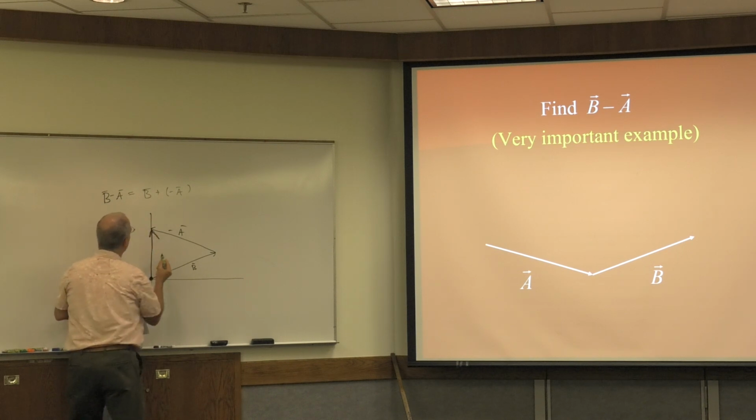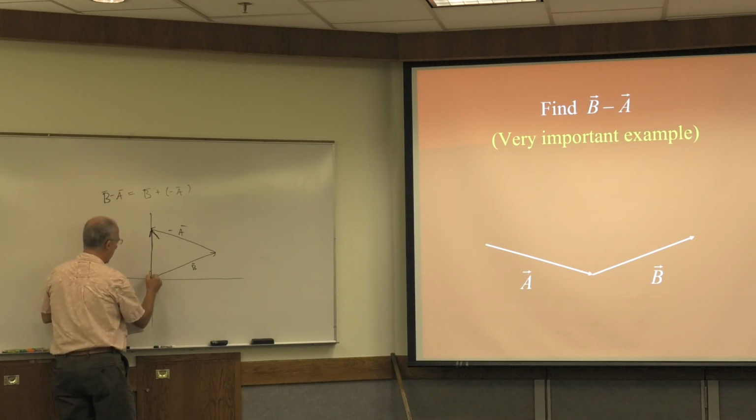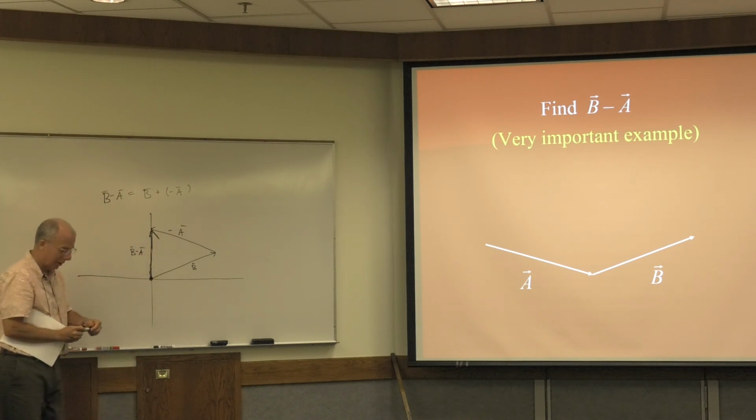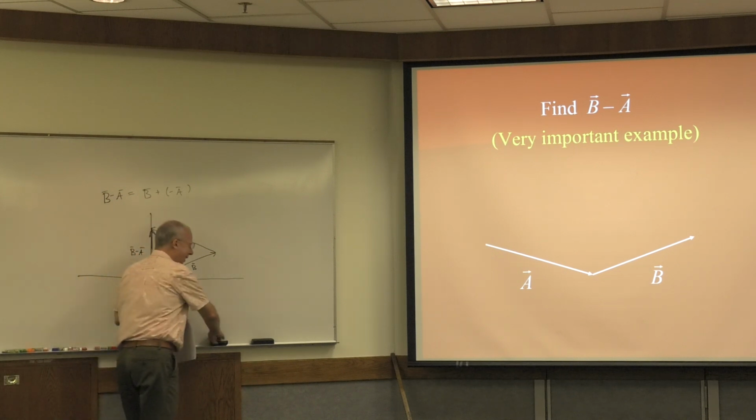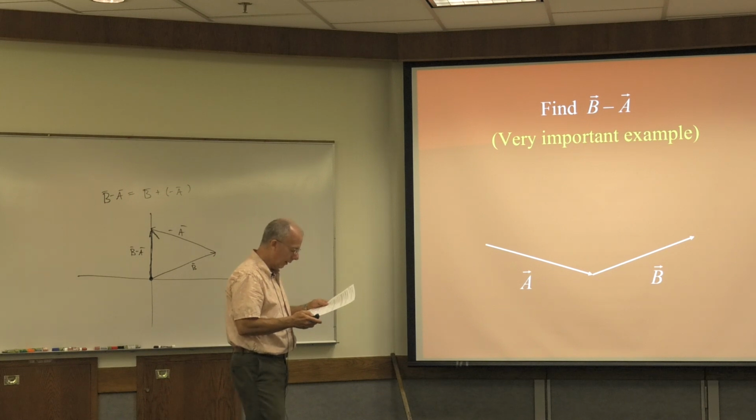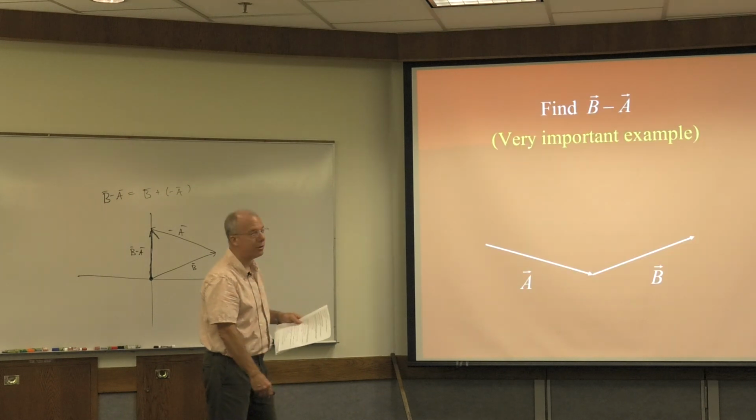And there you go. So this vector right here is b minus a. We're going to see that so many times. Anyway, just trust me, all right? That's important. All right, that's a good place to quit.